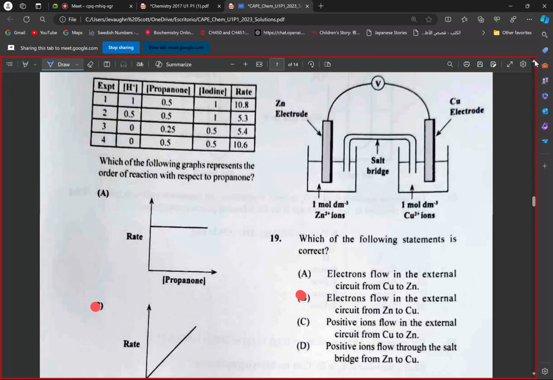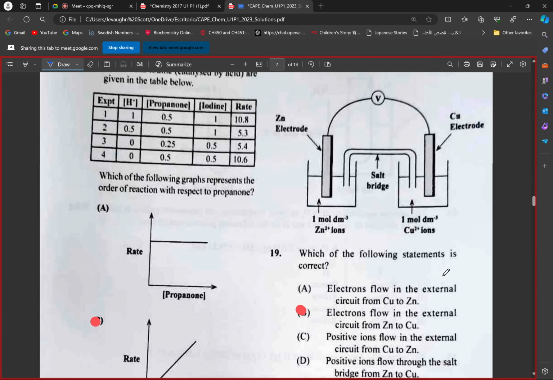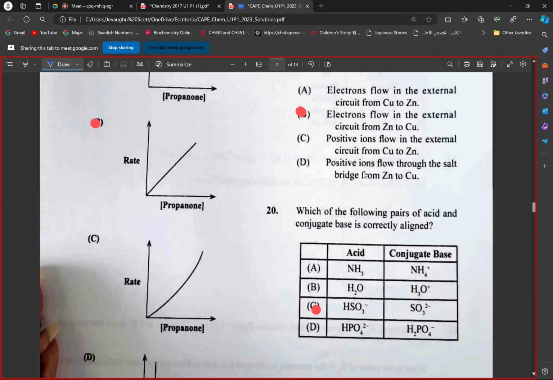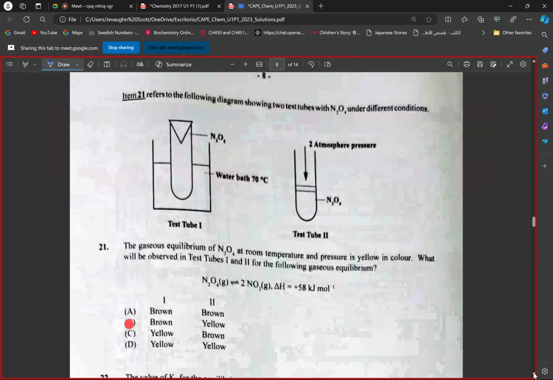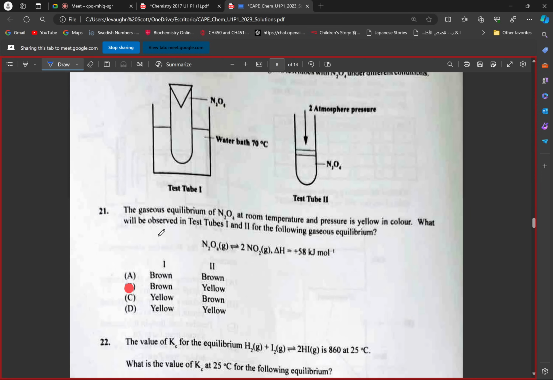For question 19, which of the following statements is correct? Electrons will be flowing from what to what? It's from zinc to copper, yeah, right? Reactivity series from zinc to copper, that is fine. Which of the following pairs of acids and conjugate bases is aligned correctly for hydrogen sulfate and sulfate? Lovely, that must be the answer. C is the best answer here. Yeah. Lovely. I remember this question. This is definitely the year I did.